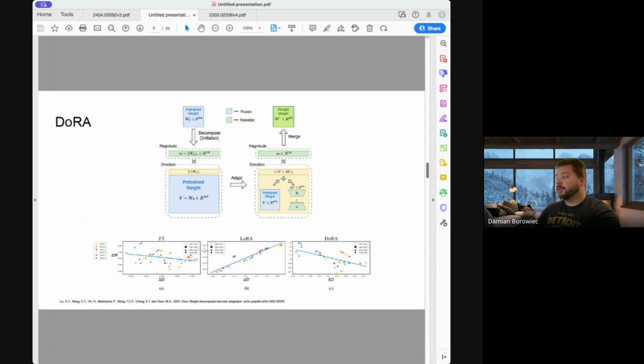adapt the direction component. This is an interesting graph here, which I found in the DORA paper. They looked at the specifics of the magnitude and direction of some select weights within these models, and they wanted to compare full fine-tune, LoRa and DORA. You can see that when we look at the magnitude and direction of the weights in LoRa, of these low-rank matrices, it's almost a completely different story compared to the full fine-tune, whereas DORA almost follows what the fine-tune does. So it's a method that provides closer performance to full fine-tune compared to LoRa.